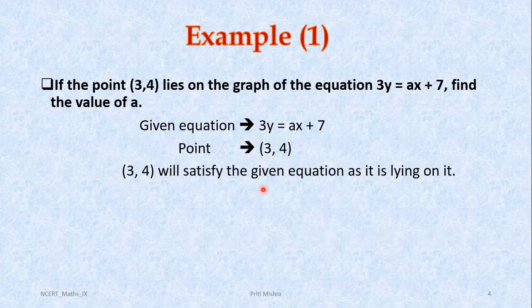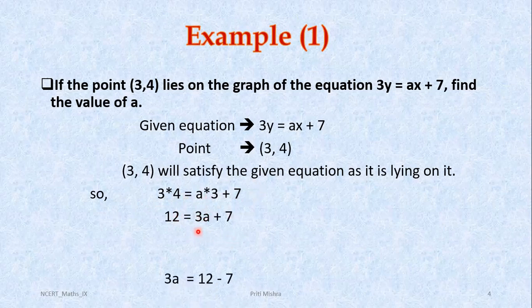Means what we need to do, we just need to replace x by 3 and y by 4 in the equation. After replacing, we have an equation like this. So 3 into 4 will give us 12. This is 3a and this is 7. After solving this one, 3a will be 12 minus 7. So the value of a we can have is 5 upon 3. So this is the solution of this question.